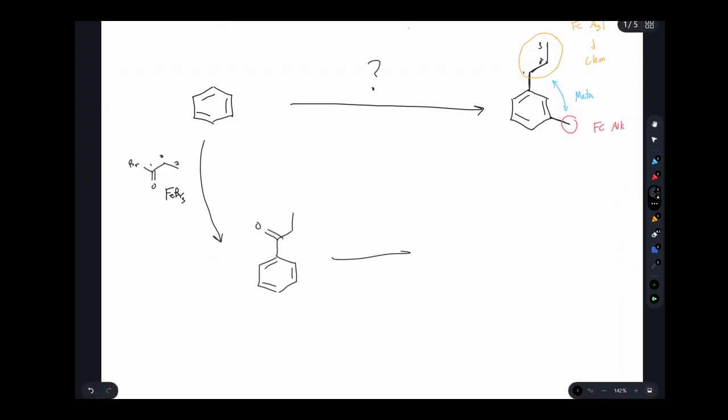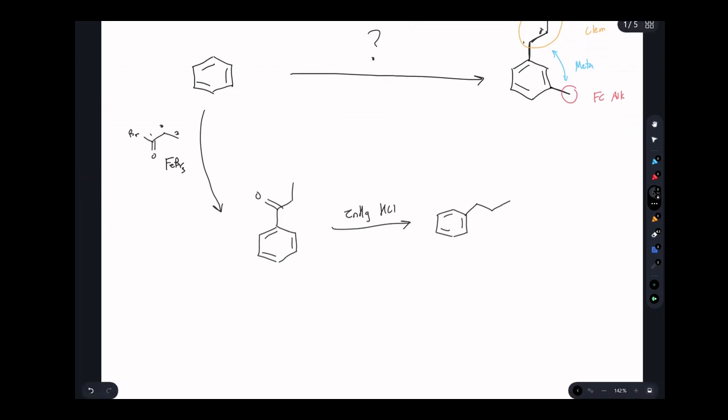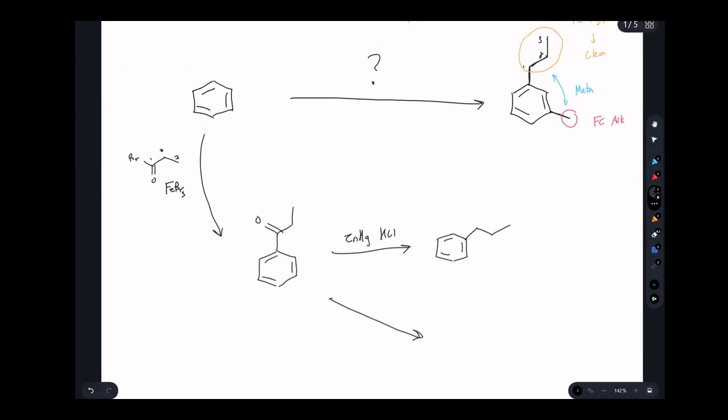The question is, where do we go from here? I could immediately go ahead and use the Clemmensen to reduce it down to the alkane. Right? That removes the double bond, replaces it with hydrogen. Alternatively, I could come in and do the alkylation right away. Which option do you think is better? The answer is that the bottom option is better.